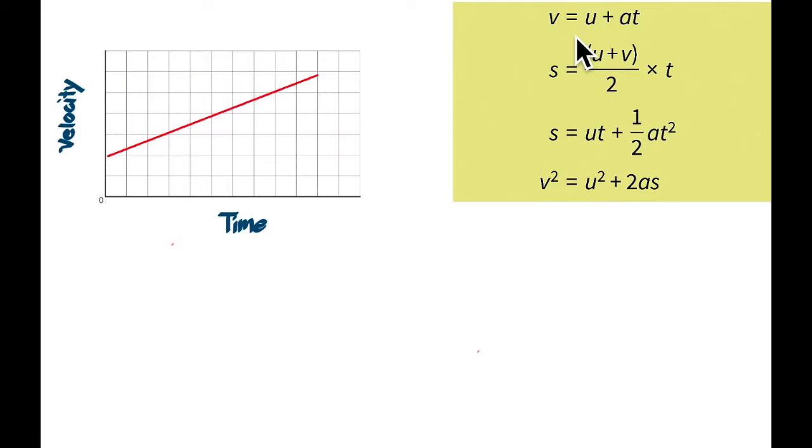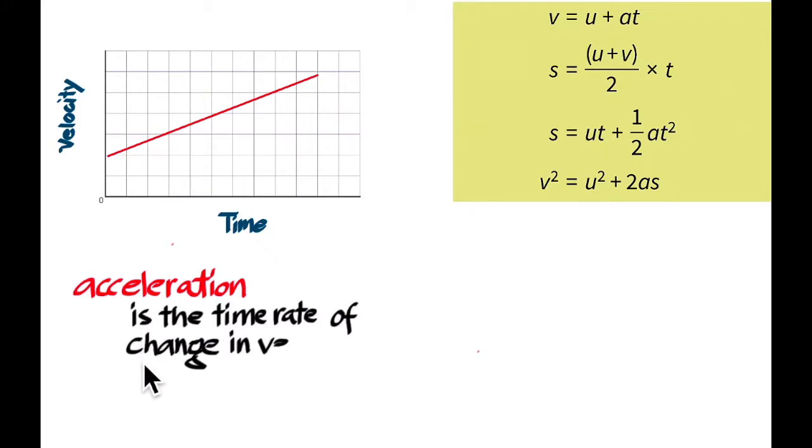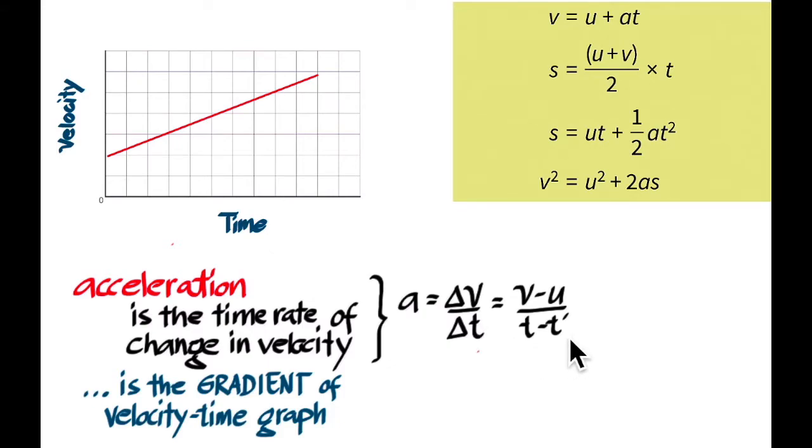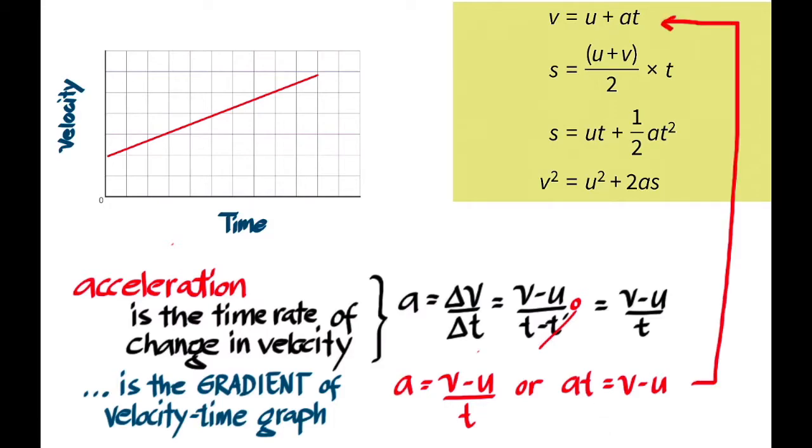This is the simplest to derive because it came directly from the definition. Acceleration is the time rate of change in velocity. Also, we define the gradient of a velocity-time graph as the acceleration of an object. Rewriting this definition in symbols, we can have a equals delta v over delta t, and this delta v is actually the difference between the final v and the initial v. So this is divided by the final time minus initial time. Assuming that the time starts from 0, then this denominator becomes just t. When we rearrange, yes, it gives us the first equation in our list, this one here.